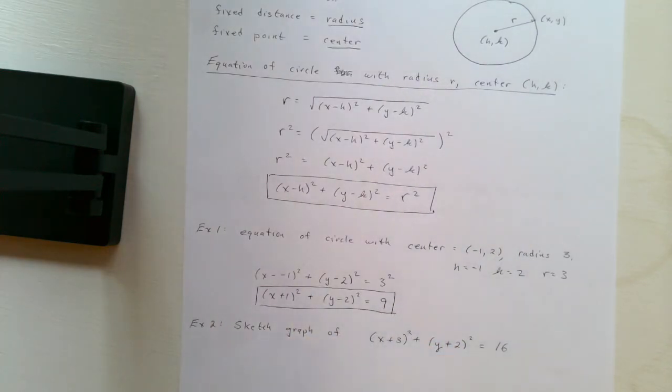We just leave it like this. We could multiply this out, but we don't really need to. In fact, I don't want you to do this. If we multiply this out, it would no longer be in the standard form. So we just leave it like this.